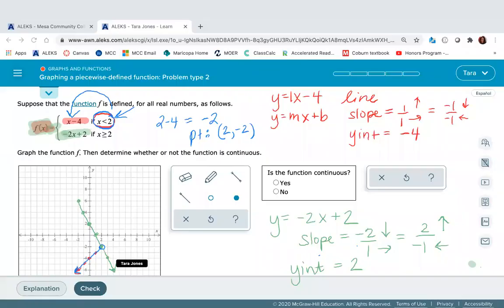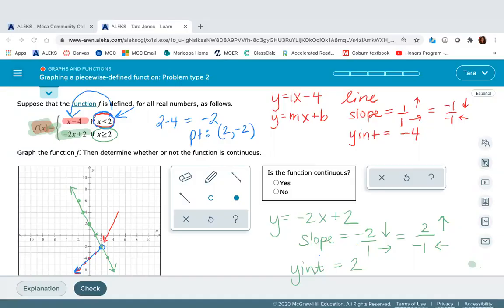This is the whole line, y equals -2x plus 2. And now we look at the domain. I don't want the entire line. I only want the piece where x is greater than or equal to 2. So once again, if I look on the graph where x equals 2, I can see that point is right there. It happens to be an overlapping point where we had the open dot on the previous line.